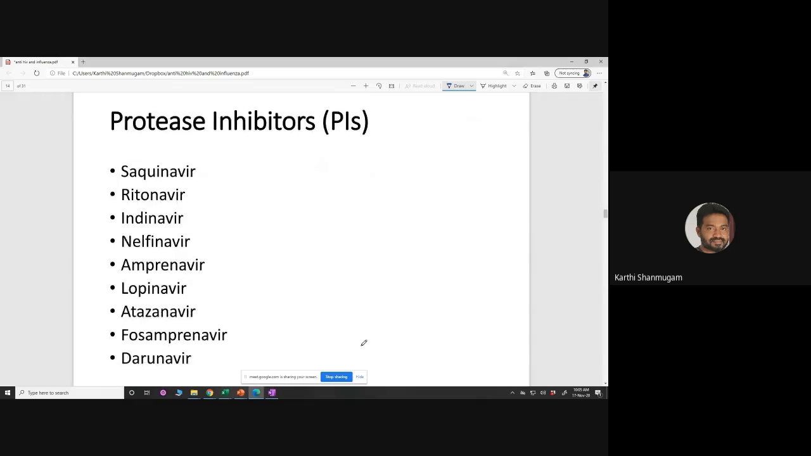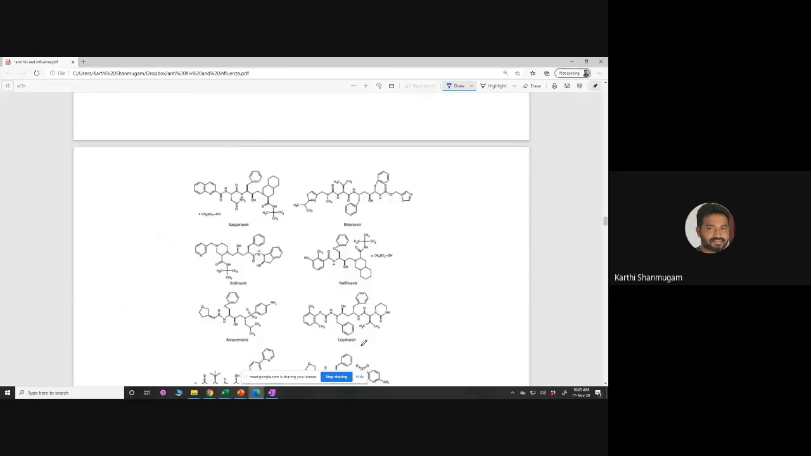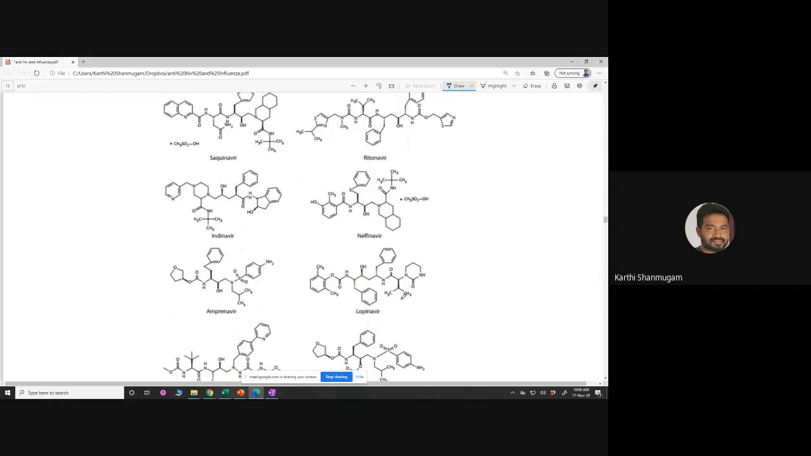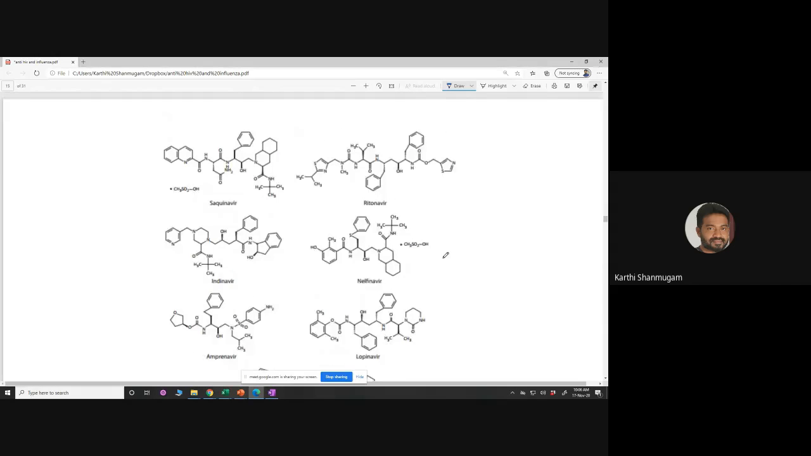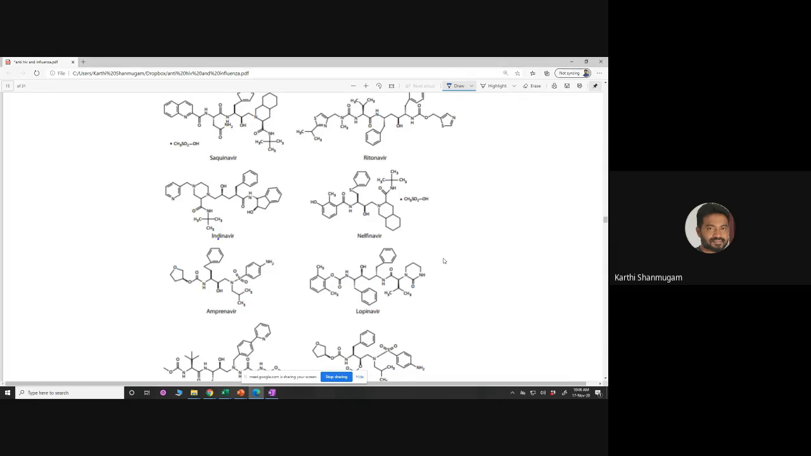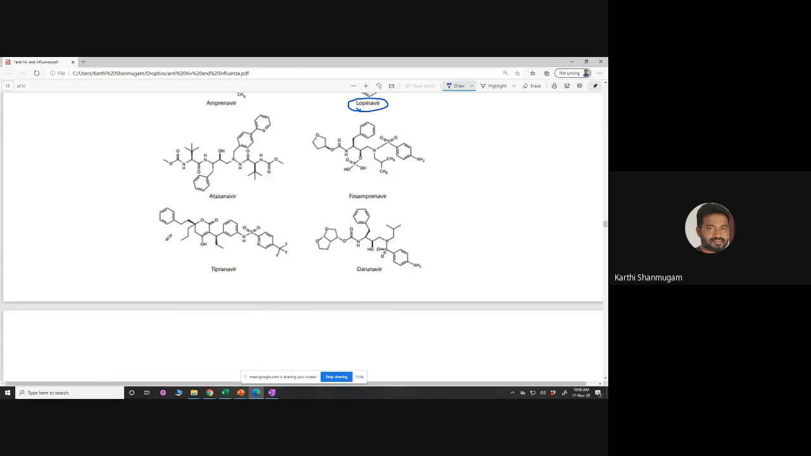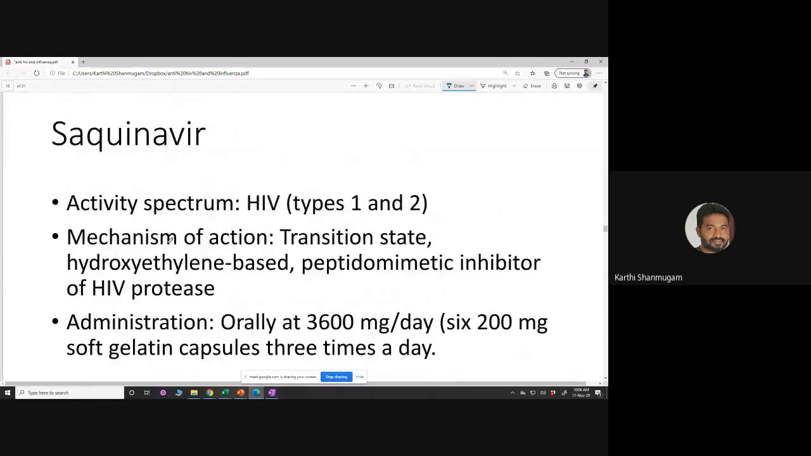These are the set of protease inhibitors. I already discussed all this, and I just wanted to show the structures of protease inhibitors. Again, it is not necessary to remember the structures of all the molecules, but you should know at least one or two very important, commonly used drug molecules. Indinavir is a very successful drug molecule. Lopinavir is another successful drug molecule. You have to remember the names of at least one or two often used drugs which are very successful in the market. Coming to saquinavir, an HIV protease inhibitor.